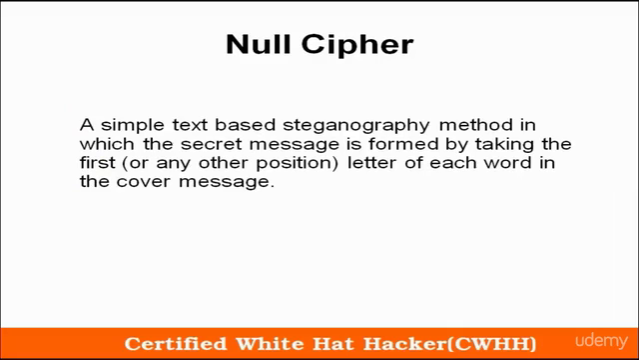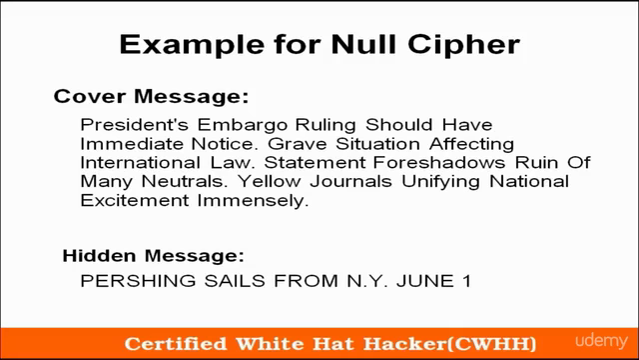So what is a null cipher? A null cipher is a simple text-based steganography method in which the secret message is formed by taking the first or any other position letter of each word in the cover message. So let's see an example of a null cipher.